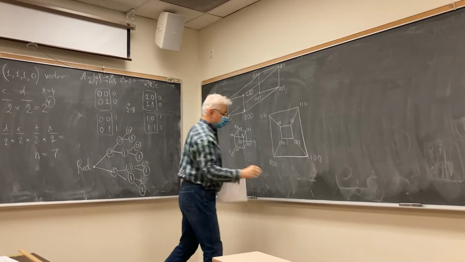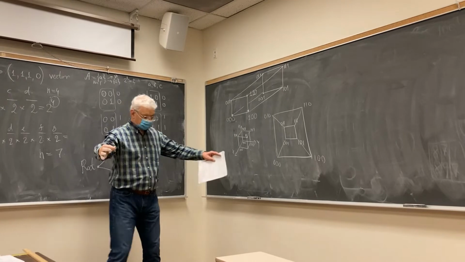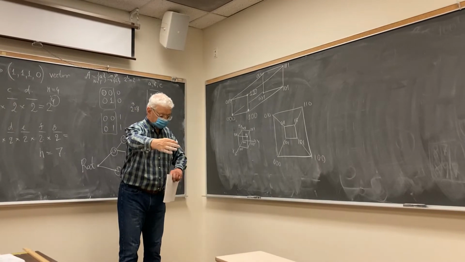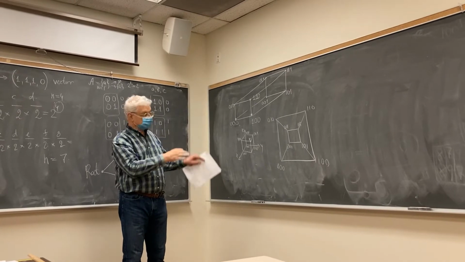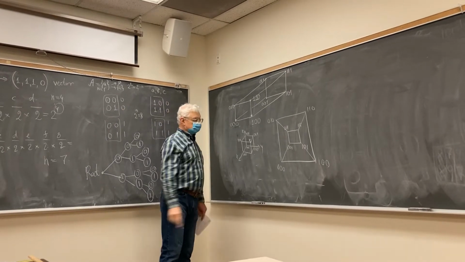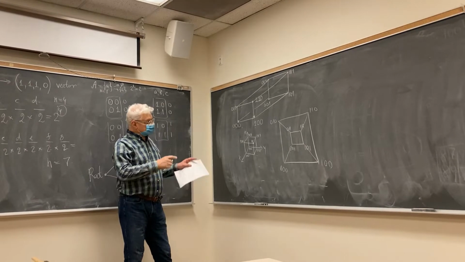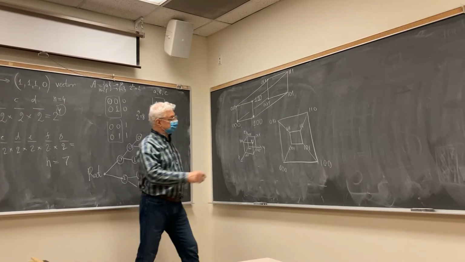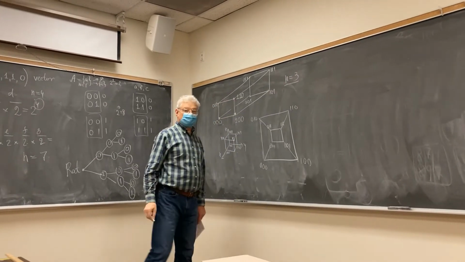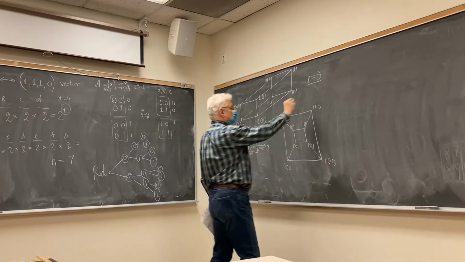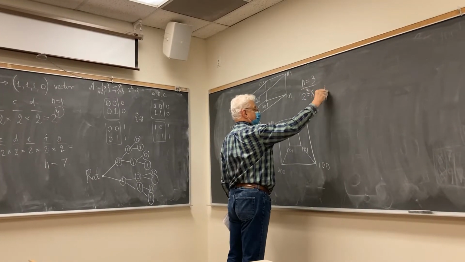Okay, so it's a cube. If you look from the top, and you take the upper face and shrink it, then you'll have a cube. So this is the same cube, and this is n equals 3. It's a three-dimensional cube, and it has 2 to the power 3, which is 8 vertices.